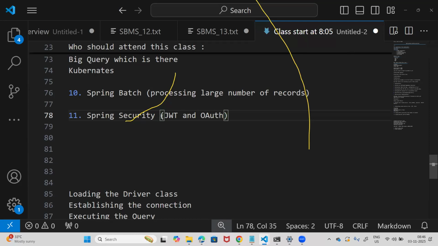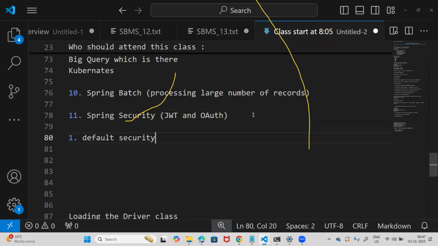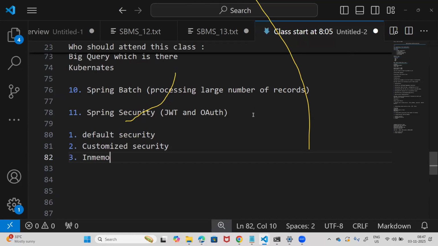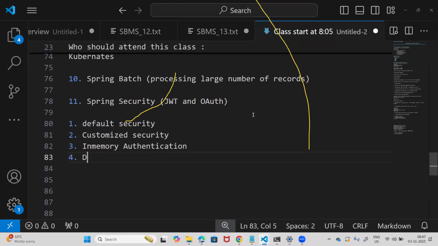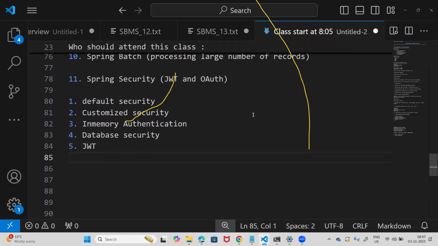When it comes to default security, customized security, in-memory authentication, database authentication, those are not in the market right now, guys. Clear? Sir, here we will be discussing six. Default security, customized security, in-memory authentication, and database security. And five is JWT and OAuth, guys.